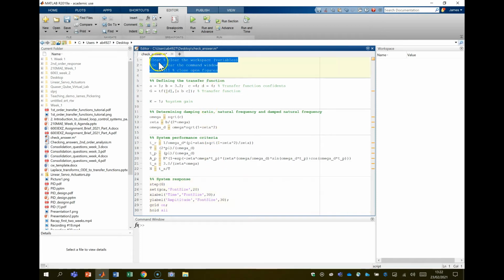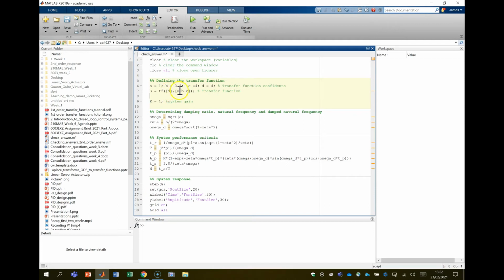So we'll start off with the usual commands: clear, clc, close all. So clear the workspace, clear the command window, and close any open figures. We're going to start off by defining the transfer function. So here's your usual line 7, G is equal to tf, transfer function.